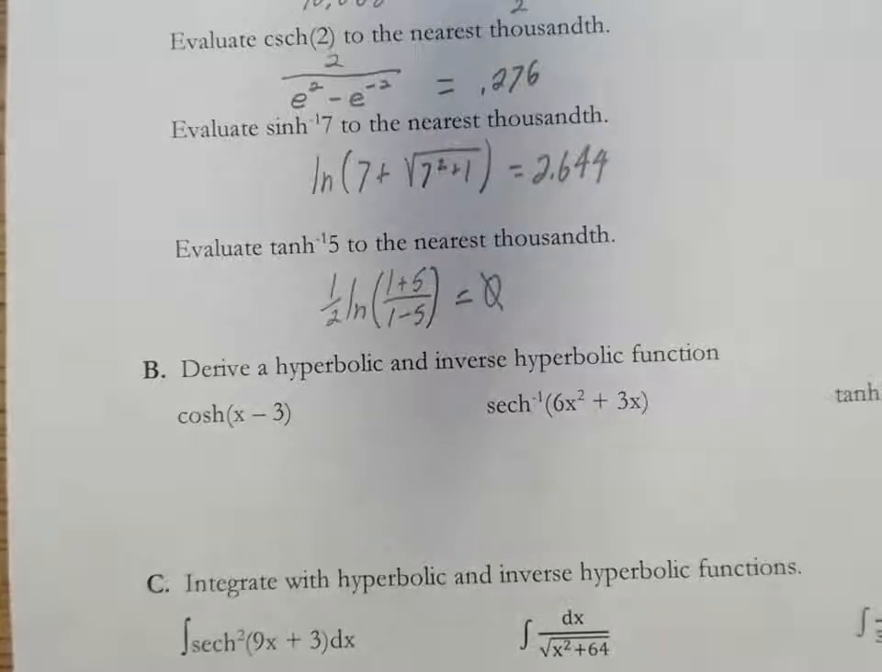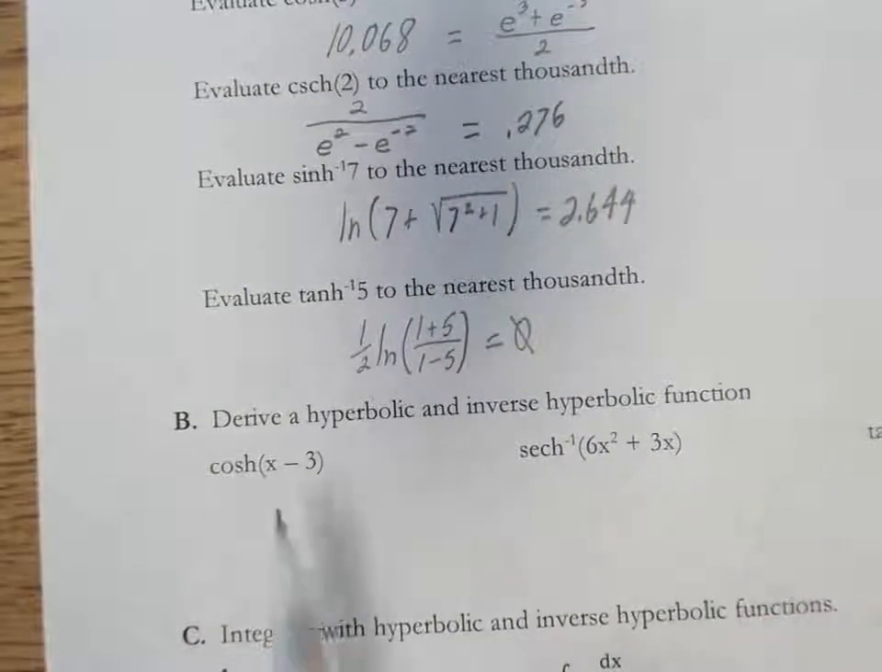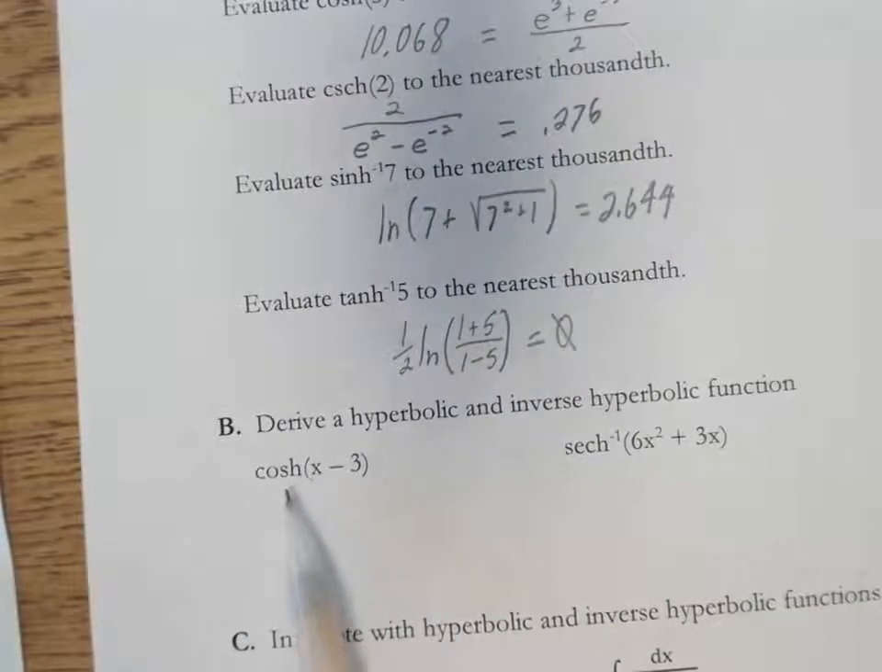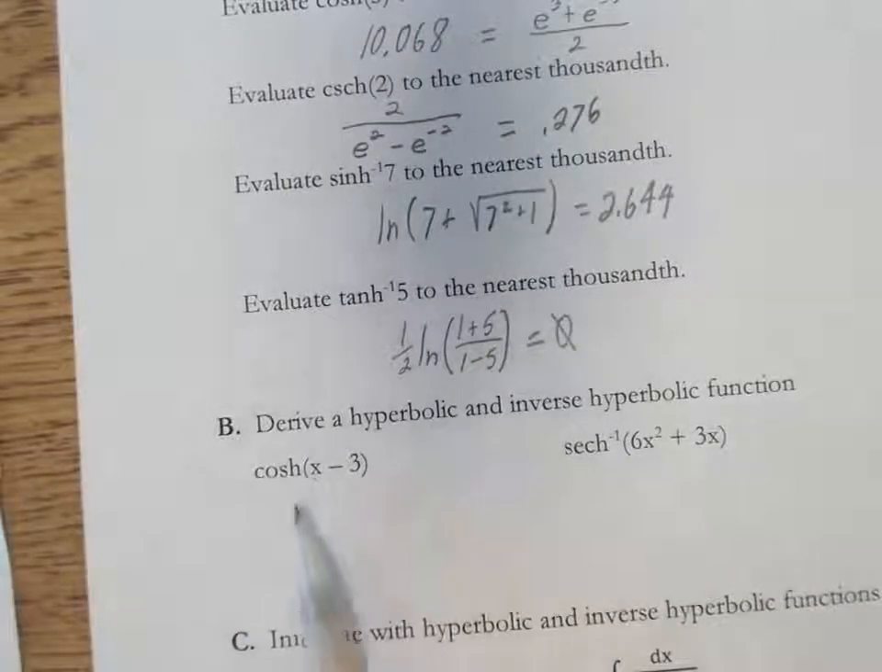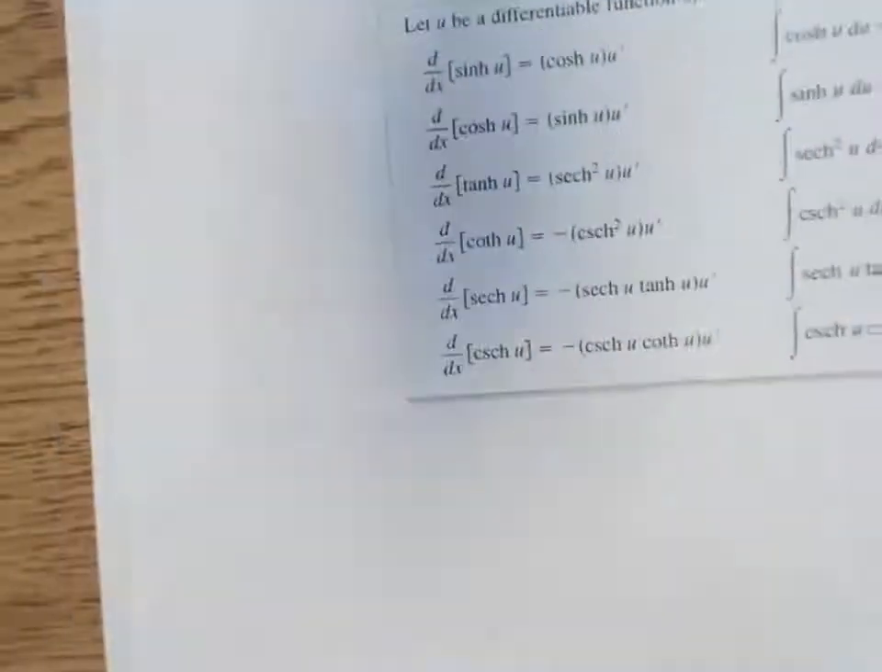Okay, so let's take a look at how to derive with the hyperbolic and inverse hyperbolic functions. In your study guide, we're going to take a look at section B. The first one says we want to take the derivative of the hyperbolic cosine of x minus 3. To do that, I need to find the rule, and the rule is over here on page 10.